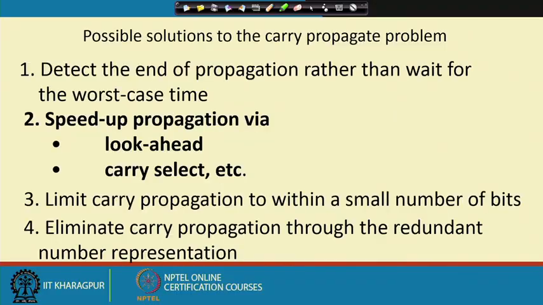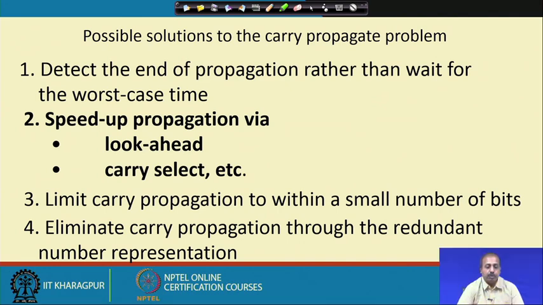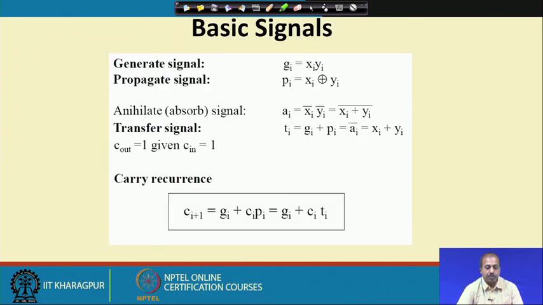Another type of adder which is quite fast is known as the carry look ahead adder, that we will see in this. So, carry propagation is a problem. Detect the end of propagation rather than wait for the worst case time to occur, and speed up the propagation via look ahead, carry select, etc. And limit the carry propagation to a small number of bits, and eliminate carry propagation through the redundant number representation. So, these are some options. We will see them slowly.